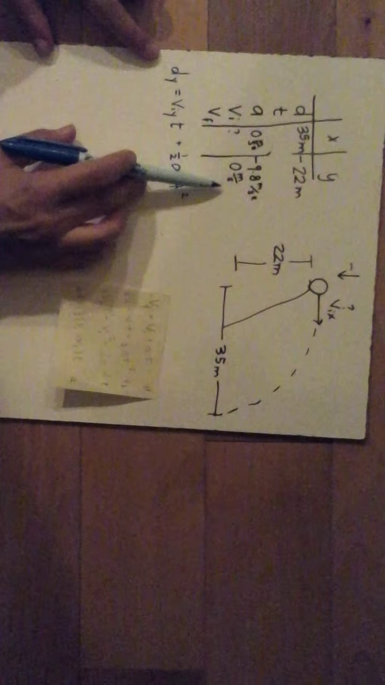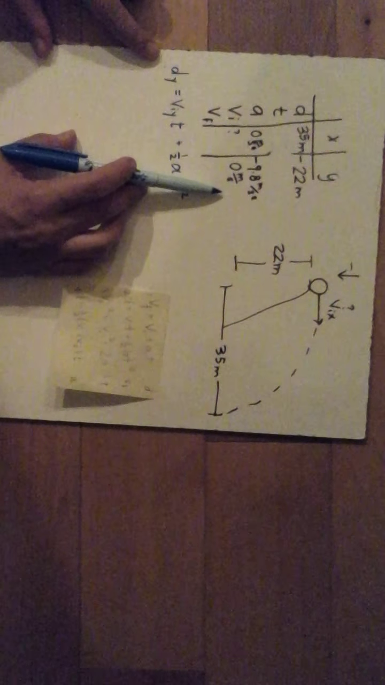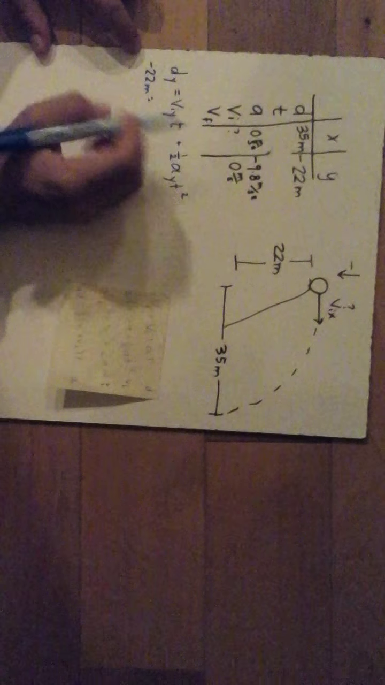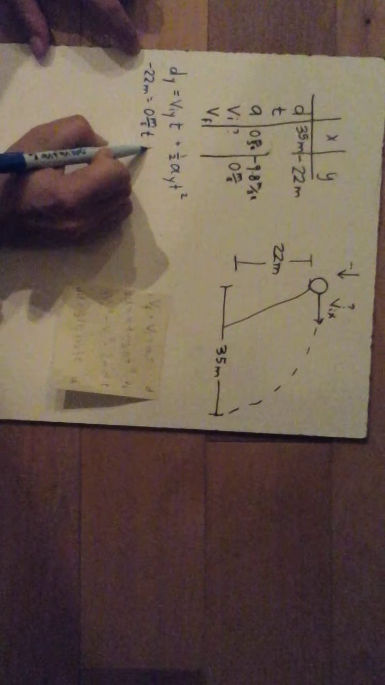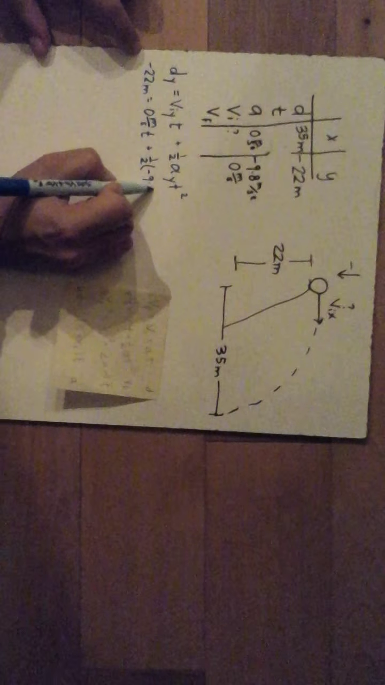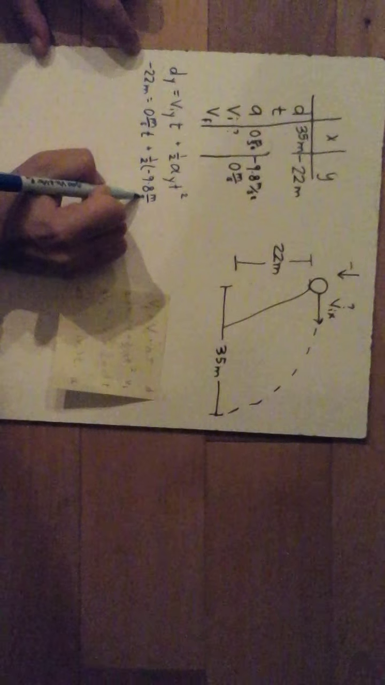So now all I'm going to do is plug in my values from my chart that I've made up here. My y distance is negative 22 meters. My initial y velocity is 0 meters per second. My y acceleration is negative 9.8 meters per second squared.